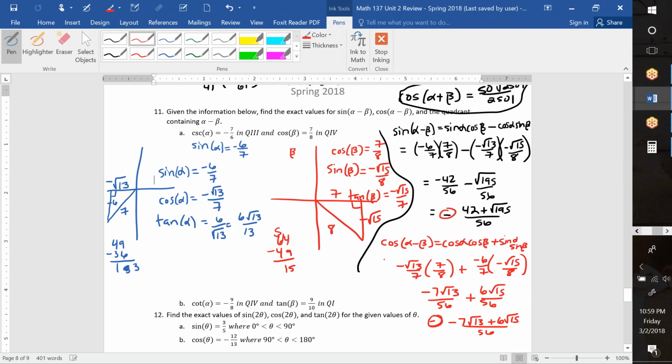So the sine and the cosine are both negative, which means we are in quadrant 3. So this overall problem for the subtraction of the two angles ends up in quad 3. And there are my individual fractions.